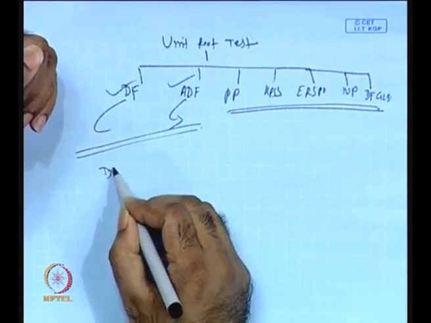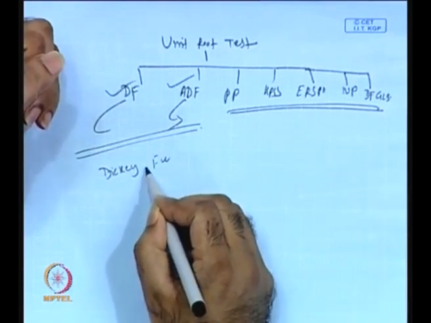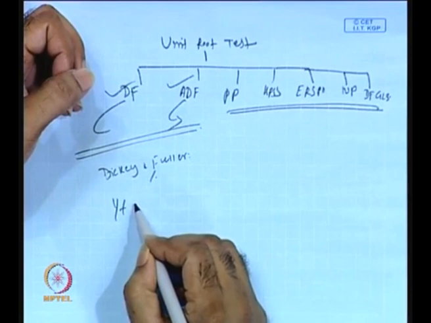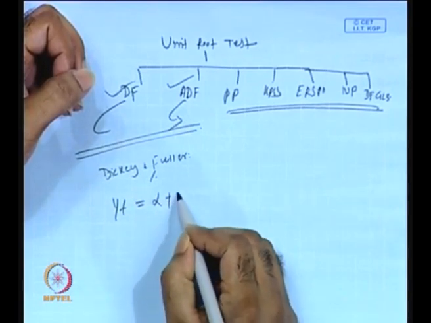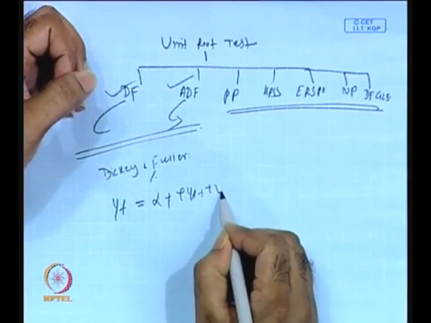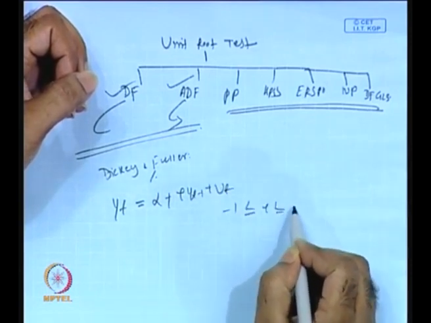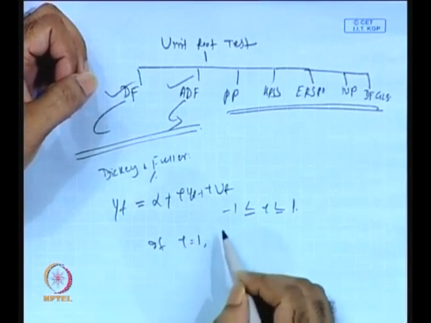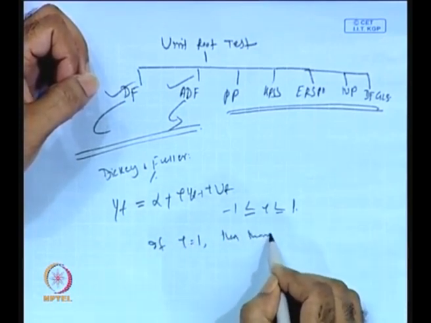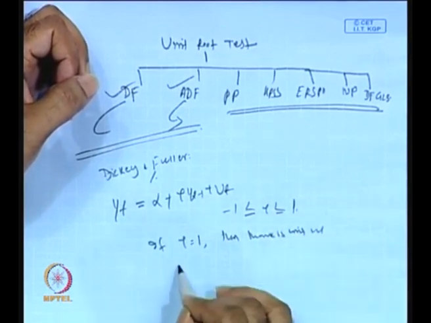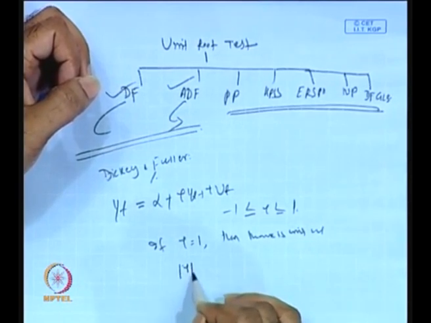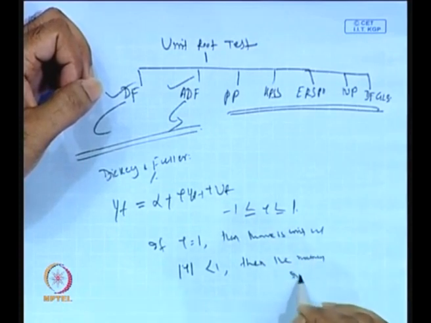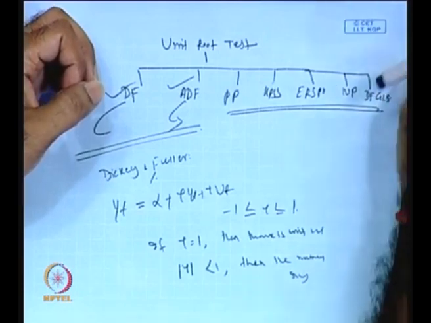It is called the Dickey-Fuller unit root test. What is this? It starts with regressing like this: y t equals alpha plus rho y t minus 1 plus u t, with minus 1 less than rho less than 1. If rho equals 1, then there is a unit root problem. If the modulus of rho is less than 1, then the variable is stationary. So this is how the structure is altogether.